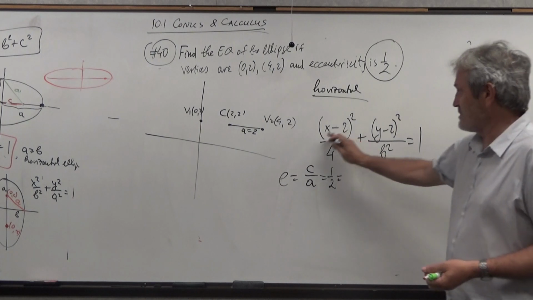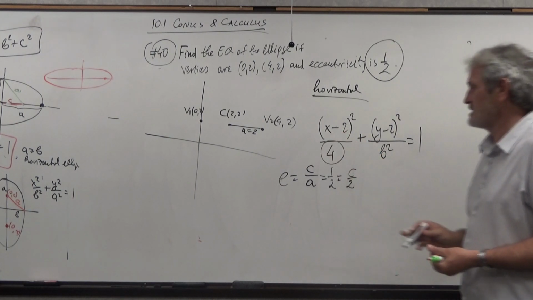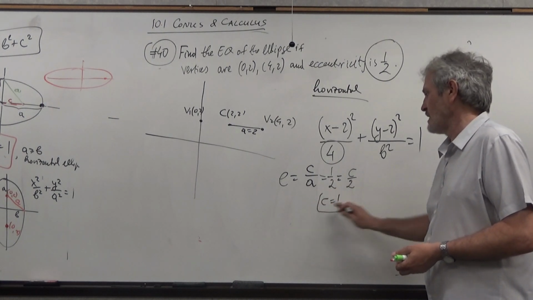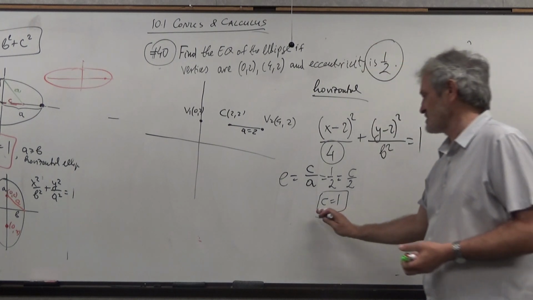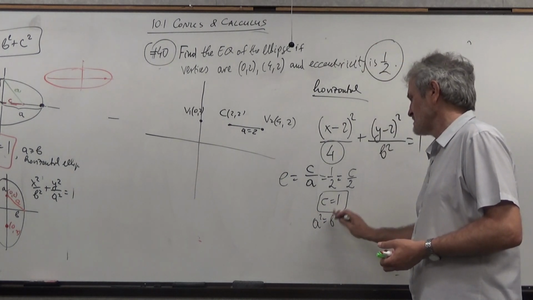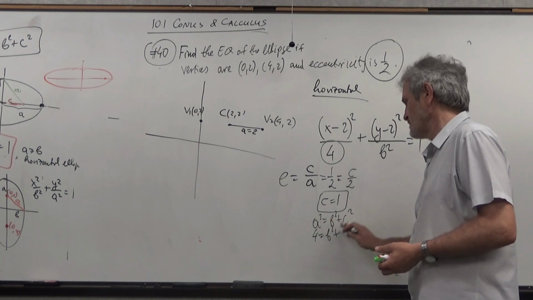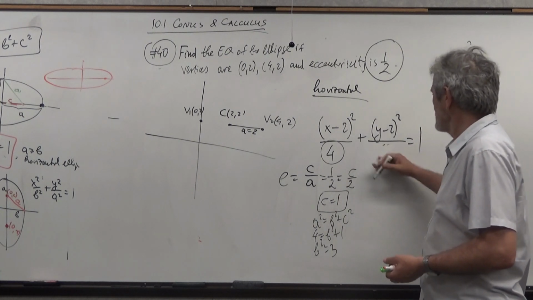But we know our A, because this is A squared, so C over 2 is 1/2. So from here we easily read that C is 1. So how is that helping us? Because of that Pythagorean connection, A squared equals B squared plus C squared, so we get 4 equals B squared plus 1. So B squared is 3, so here's our equation.